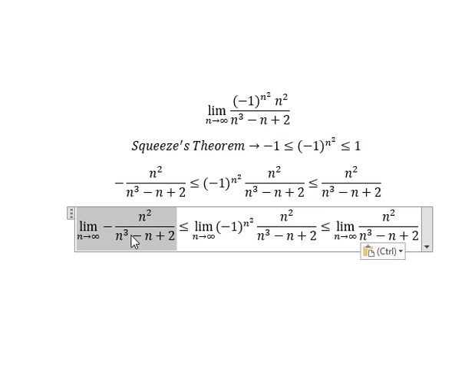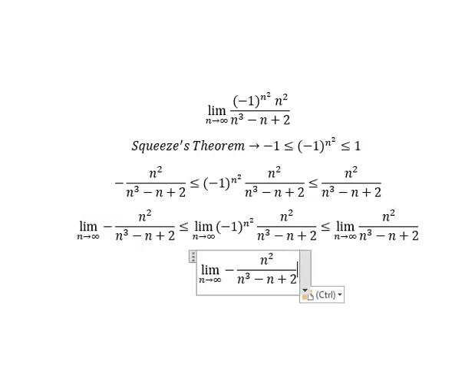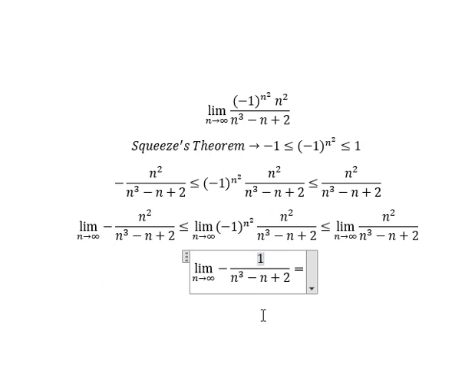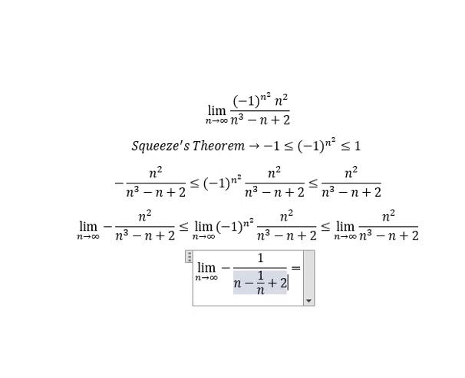Now we need to consider this one. So we divide by n squared on numerator and denominator. So we see that 1 divided by n when n approaches positive infinity, this one you get number 0 in here.